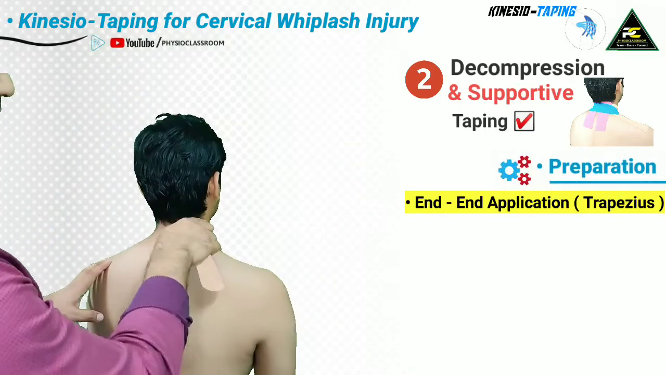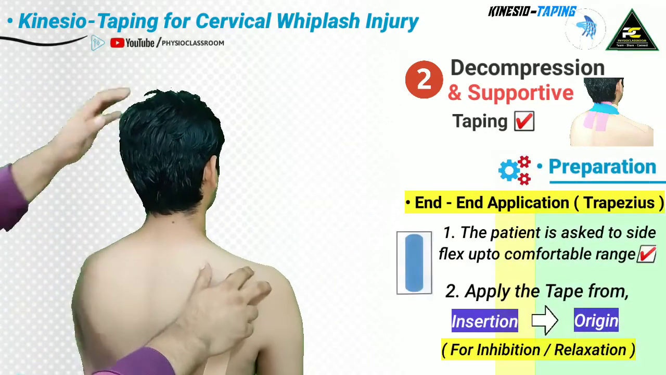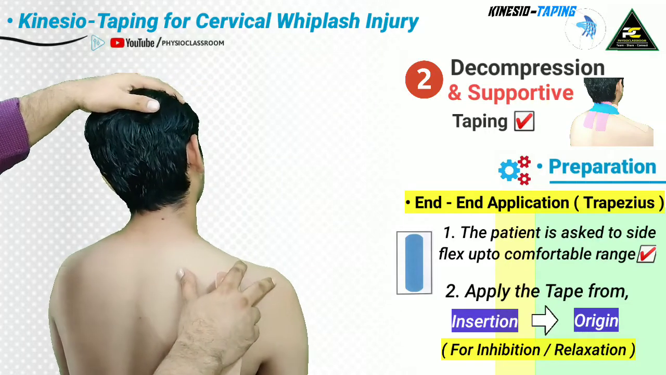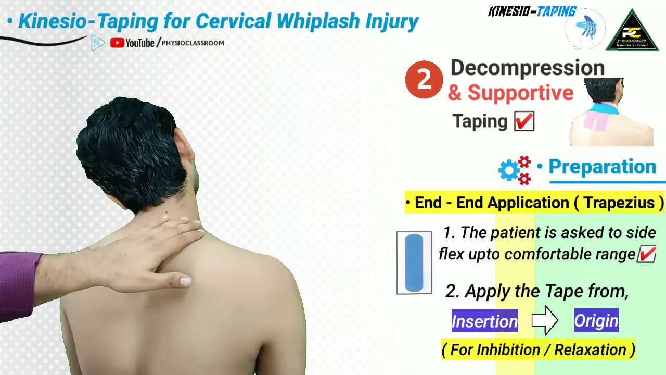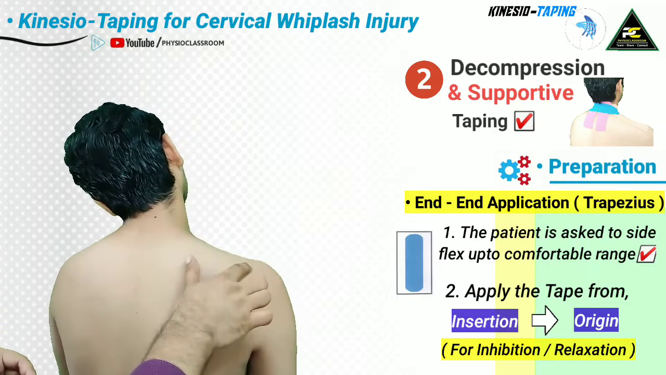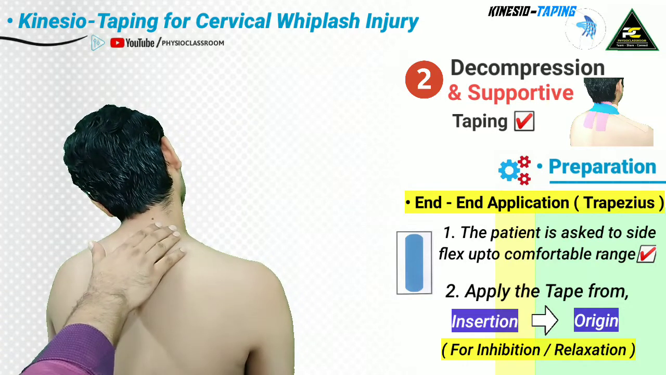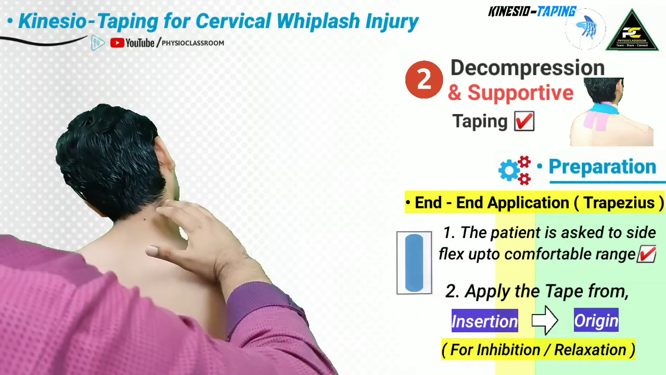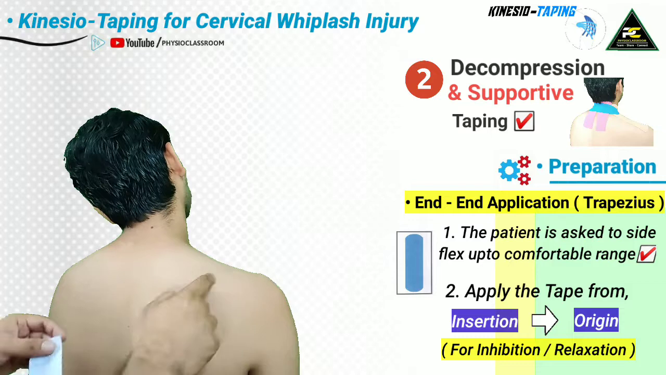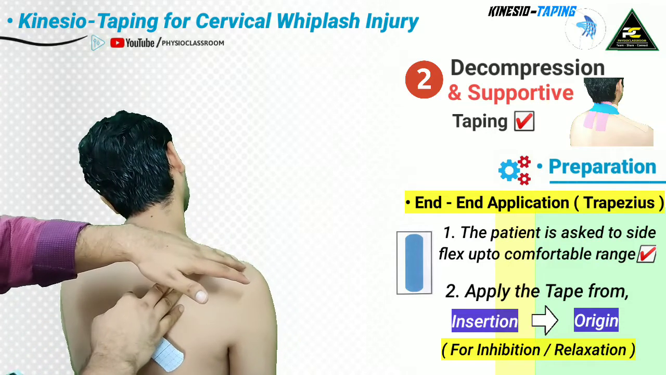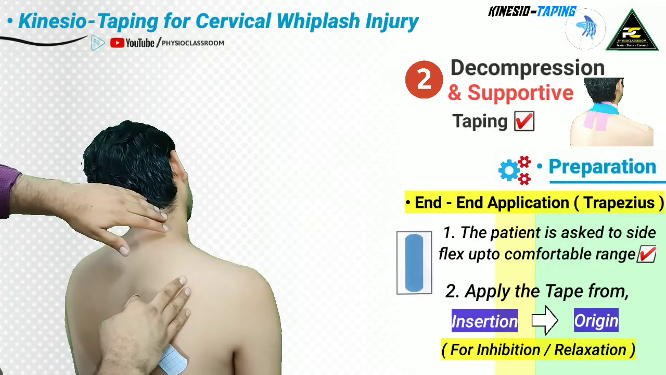So to relax the right side trapezius muscle, we are going to ask the patient to side bend on the left up to the comfortable range. And again, because our intention is to relax, therefore the taping has to be applied in such a manner so that the recoiling takes place in the opposite direction to that of the muscle action. So here we are going to apply the tape from the insertion to the origin.